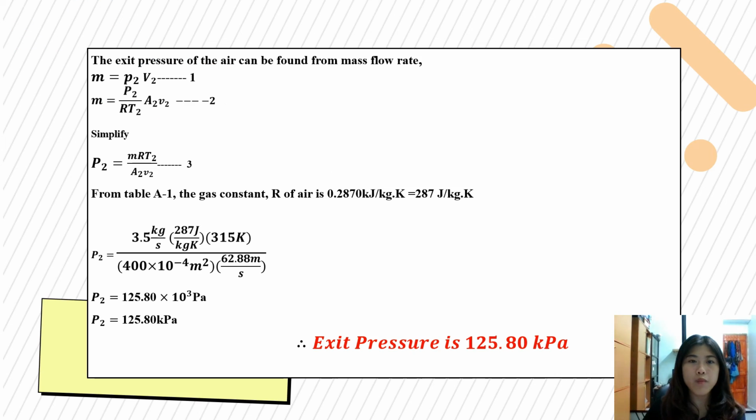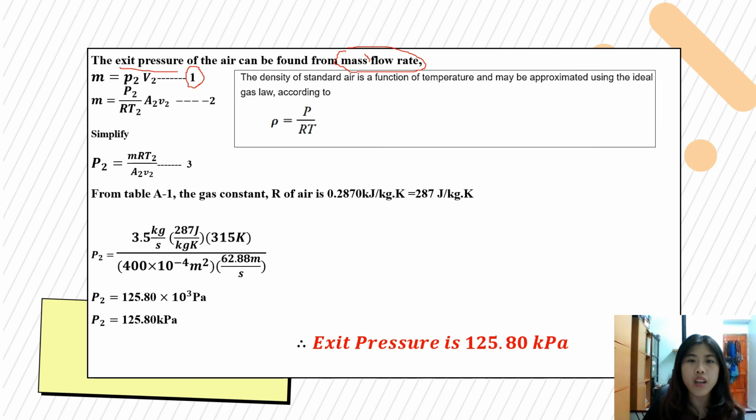Now we can move to part B, which is to determine the exit pressure. The exit pressure can be determined by using the formula of mass flow rate. The formula of mass flow rate is density multiplied by the volumetric flow rate, which is equation number 1. As we need to determine the exit pressure, we replace the density with the formula pressure divided by the gas constant multiplied by T. For the volumetric flow rate, we replace it with the area multiplied by the velocity. Then we simplify and rearrange the equation, so we obtain equation number 3.